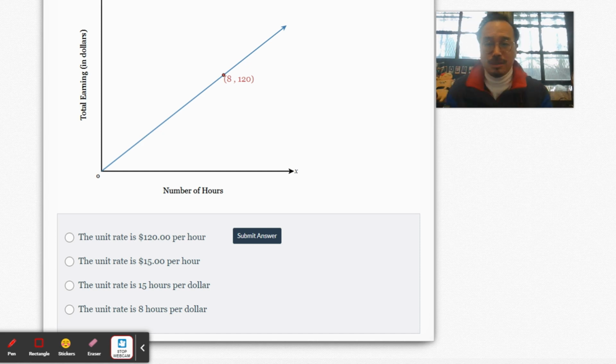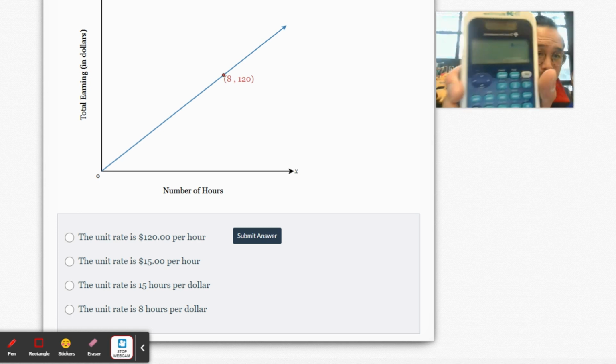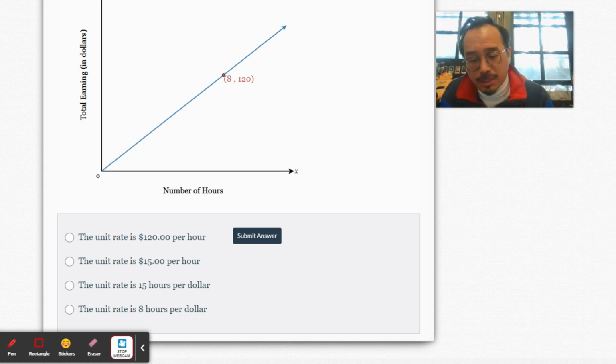All right. So basically, in 8 hours, Alan gets $120. So I want to know how much it is per hour, right? So I can do 120 divided by 8. I'm doing this on the calculator right now. Even though it's backwards. Again, 120 divided by 8. What's that? 15. So what's 15 what?